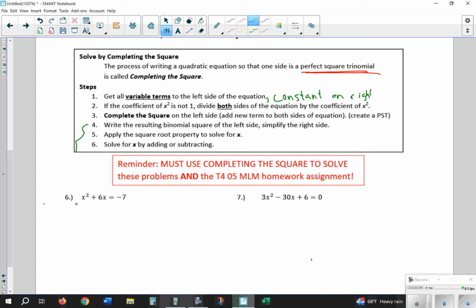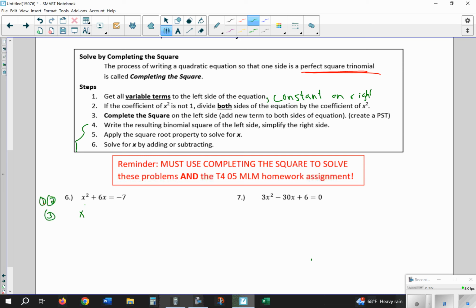If it's not, like question 3, then we have to divide everything on the left side and everything on the right side by that coefficient. If we've already moved things around, it doesn't matter. We have to divide everything on the left side and everything on the right side by that 3. So we'll look at that when we get there. So step 1 is already done for me. Step 2 doesn't need to be done. We're ready to do step 3.